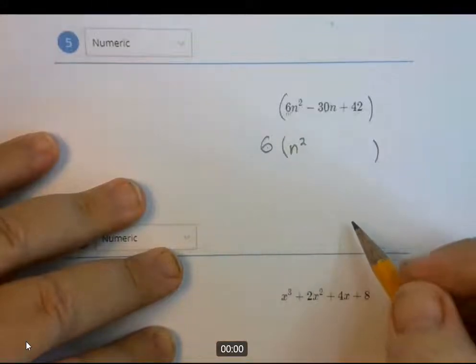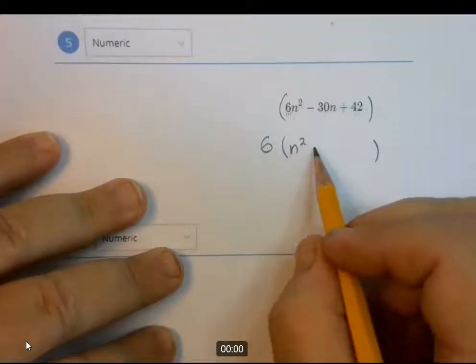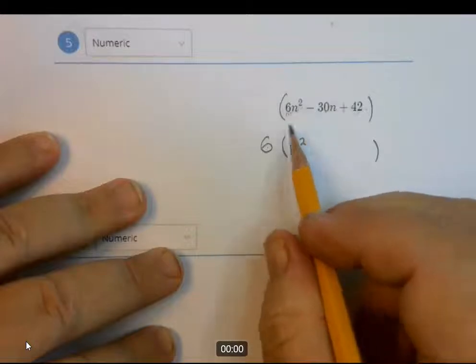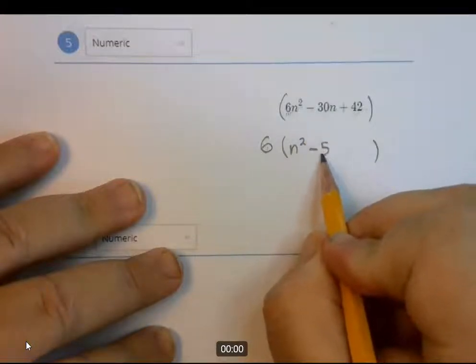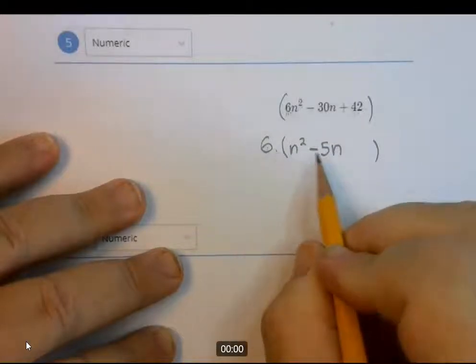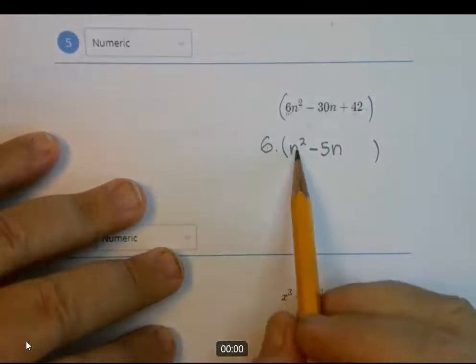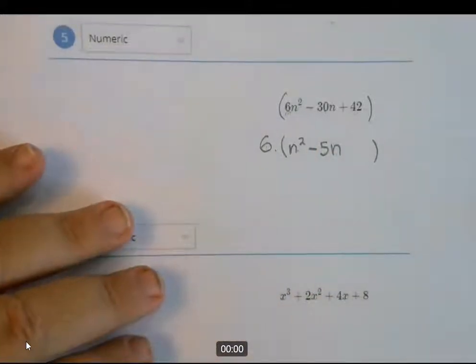N squared. Okay. 6 times what gives us negative 30? It's got to be a negative number to turn it into a negative. So it's negative 5. And then you have to have that n up here. So that n, since it wasn't out here, has to be in here. So in other words, the n squared stayed inside and the n stayed inside. You didn't pull them out, so they stayed there.